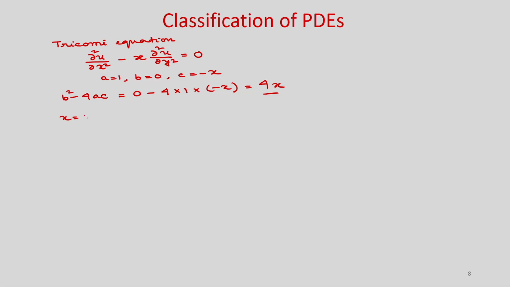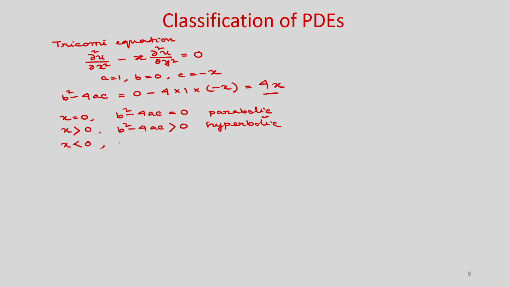So, you can see if it is 4x, if x equal to 0, what you are going to get? You are going to get b² minus 4ac is equal to 0, right. So, that means it is parabolic in nature. So, it is parabolic. Then if x greater than 0, then you will get b² minus 4ac greater than 0 and it will be hyperbolic. And if x less than 0, then b² minus 4ac also will be less than 0, okay, and you will get elliptic.